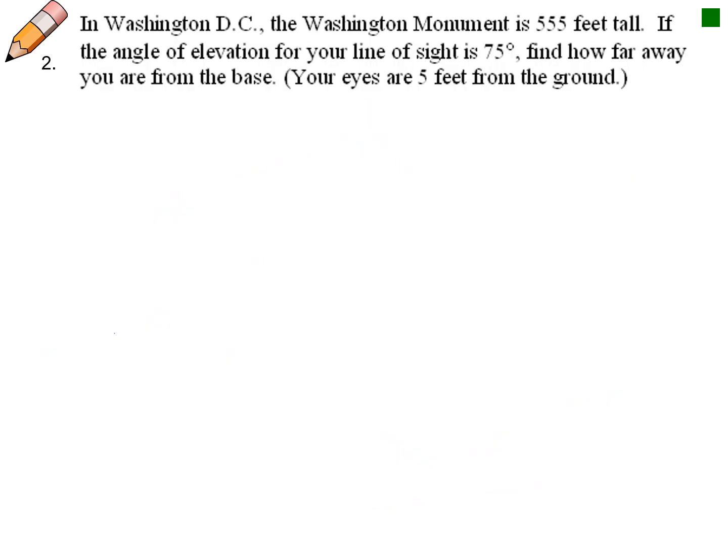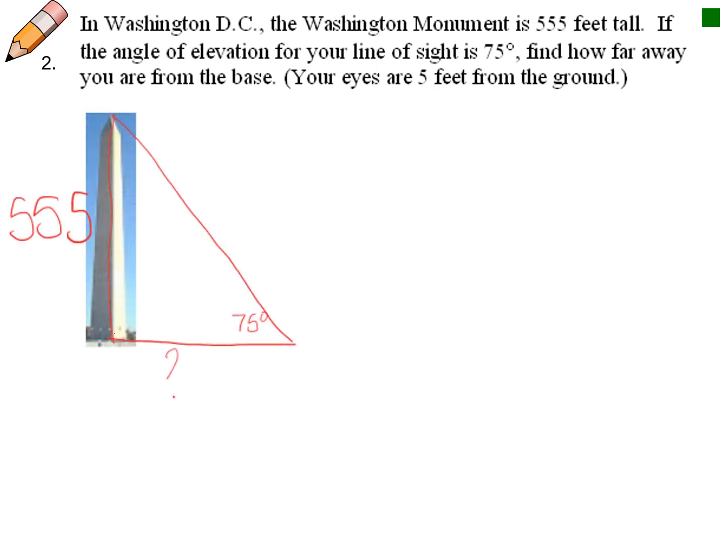Moving on to example number 2, in Washington, D.C., the Washington Monument is 550 feet tall. If the angle of elevation for your line of sight is 75 degrees, how far away are you from the base? Your eyes are 5 feet from the ground. So this is what our image should look like when we draw it out. There's the Washington Monument. It's 550 feet tall. But we also have to keep in mind that our person is 5 feet from the ground.